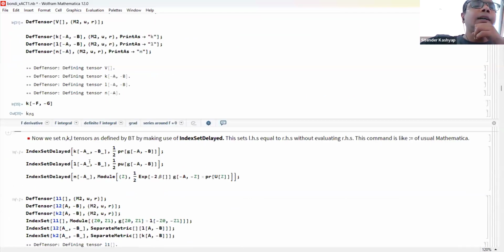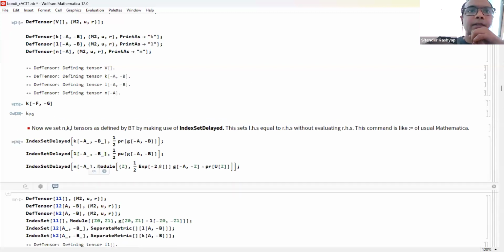Now Barnich and Troessaert have set these k, l, and n to specific derivatives. For example, there is this command called IndexSetDelayed. What it does is it takes a tensor expression and equates it to another tensor expression. So on the left hand side, we have this tensor already defined, but this is equal to the partial derivative of g with respect to r.